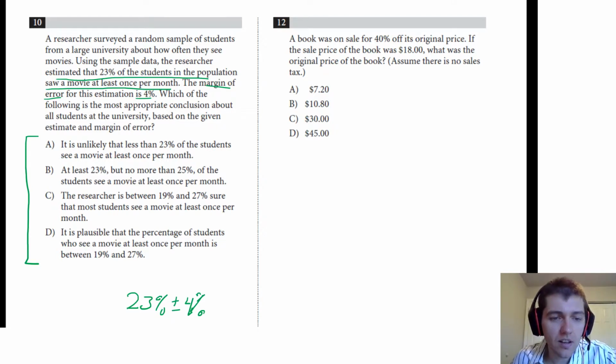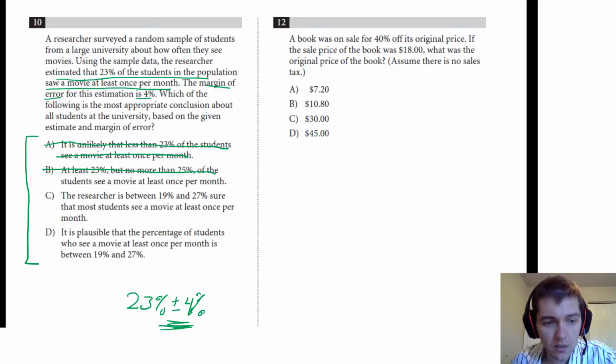So A, it is unlikely that less than 23% of the students see a movie at least once per month. No, it's not saying that, because it could certainly be less than 23 since the margin of error was plus or minus 4, so it's entirely plausible that 22% saw a movie last month or something like that. Okay, B, at least 23%, but no more than 25% of students saw a movie at least once per month. It's not saying that either. Again, we're plus or minus 4, so that could be 20 up to 27% saw a movie in the last month. So B is not correct.